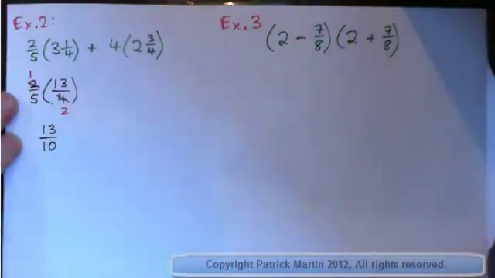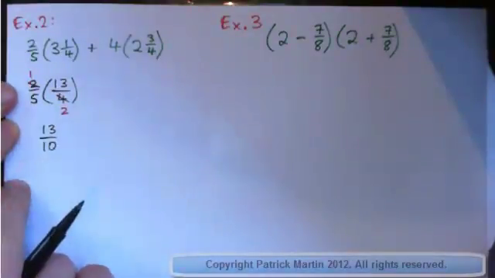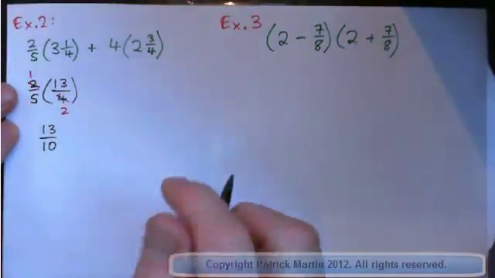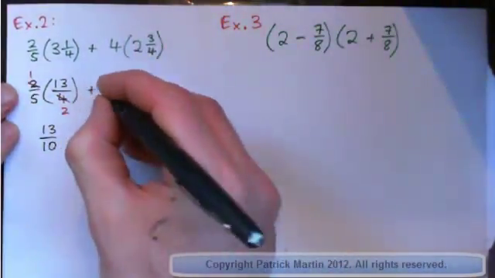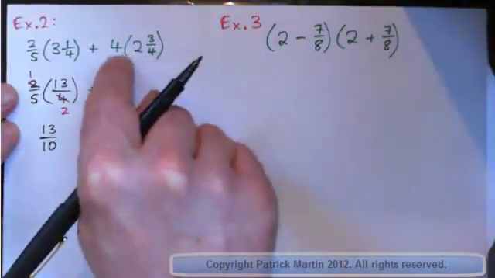You can write that as 1 3/10, but just leave it as an improper fraction for now. It might be okay, right? So we've got to add, but we're going to calculate this multiplication now, okay?